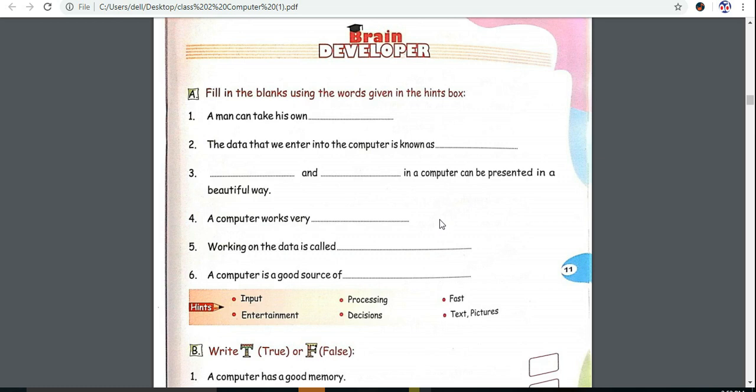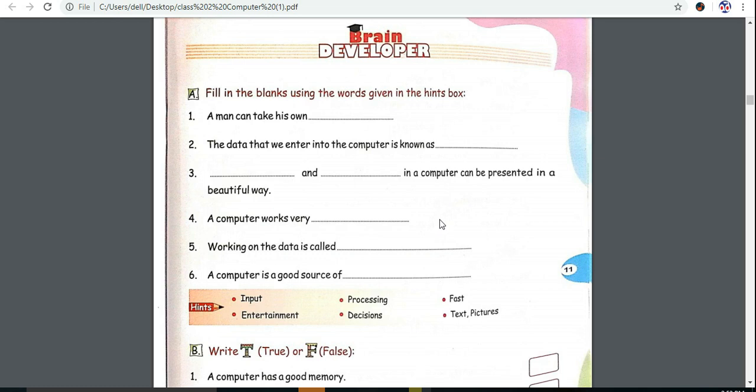In the topic difference between a man and computer, we have studied that the man can take his own decision, whereas computer does not take its own decision. This we have covered in that topic. I hope this question is clear to all of you, right?